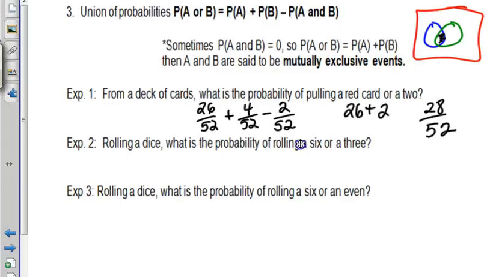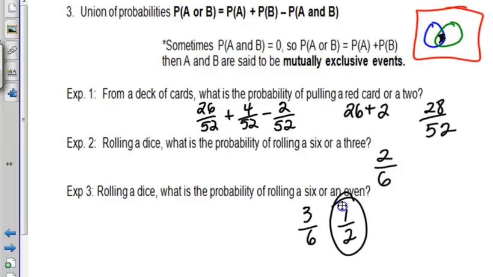Okay, rolling a dice, what's the probability of rolling a 6 or a 3? 2 out of 6. Don't overthink it. Okay. Rolling a dice, what's the probability of rolling a 6 or an even number? 3 out of 6 or 1/2, right? Because in that case, a 6 is an even number, so it didn't change anything. Don't overthink it. You got this.